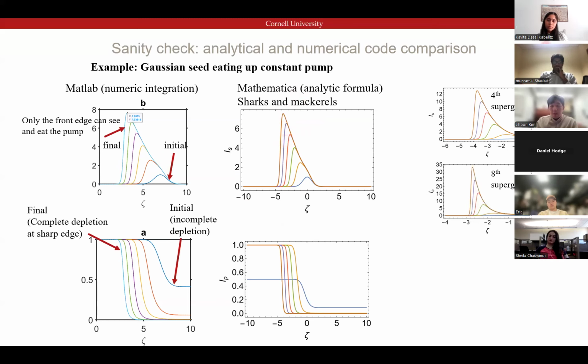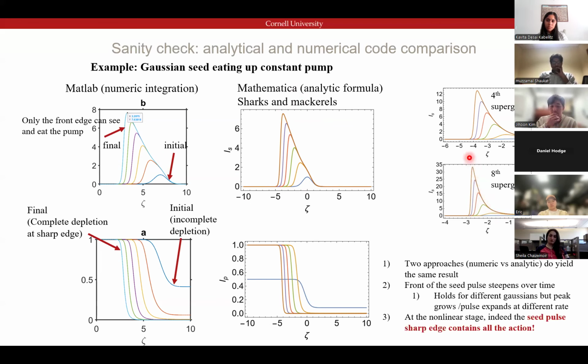If you start with different initial seed shapes, fourth order super Gaussian or eighth order super Gaussian, you can see the peak grows like a polynomial. Results do yield almost the same result, and the front of the seed pulse steepens over time. This steepening holds for different nth order Gaussians, but the peak growth differs. This one is triangular, but this one looks like maybe a cubic, and this one looks like maybe a seventh order polynomial. So the growth and pulse evolution happen at different rates, and the seed pulse's sharp edge contains all the action.